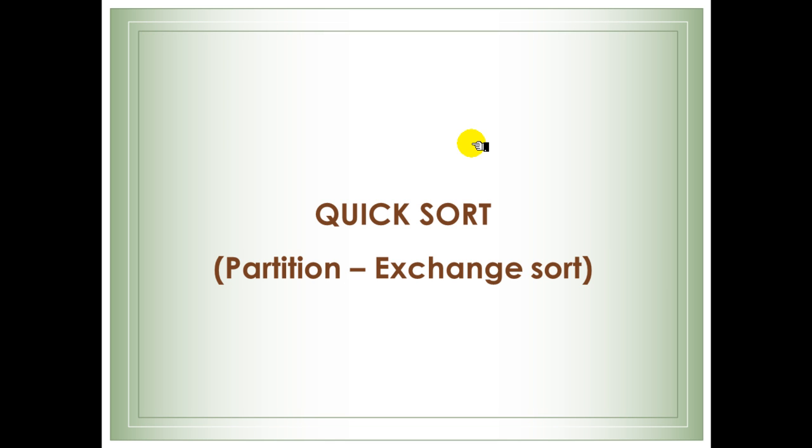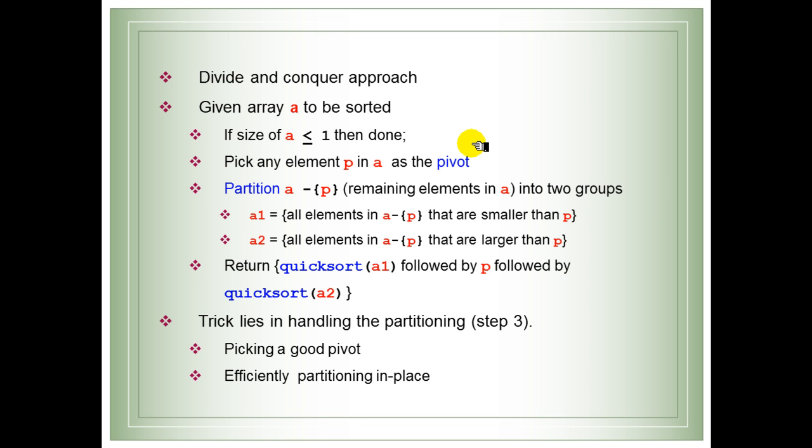The next algorithm that we are going to see is quicksort. This algorithm is also known as partition exchange sort. Why do we say partition exchange? We first partition the array into two arrays, a left and a right array. This quicksort algorithm takes a divide and conquer approach. Suppose we have an array that needs to be sorted. If it has only one element, it is done. And we are going to pick any element in the array as the pivot element. The pivot may be the first, last, or middle element, whichever way we choose.